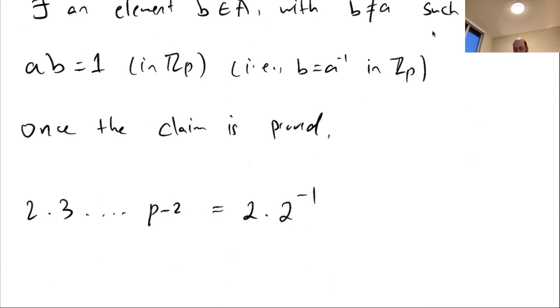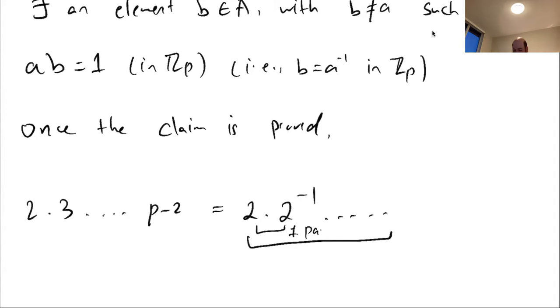So when I multiply all the numbers in A, 2 to P minus 2, 2, according to the claim, has 1 inverse in A. I don't know which number, I just know one of the numbers in A is the inverse of 2. So 2 is paired up with the inverse of 2, and then 3 with the inverse of 3, and so on. So this is, let's say, 1 pair.